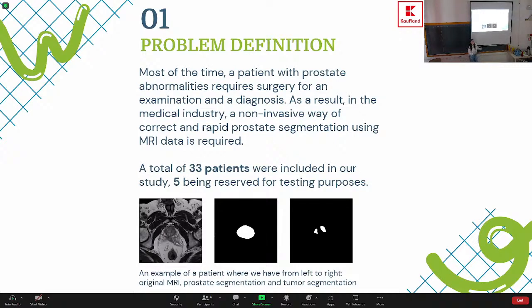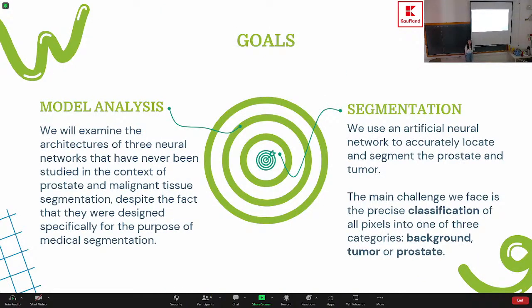These were made by urologists from the General Hospital, so I didn't include them from my public data set. Now, our goals: I have a model analysis. We examined 3 architectures of neural networks that have never been studied in the context of prostate and malignant tissue segmentation, despite the fact that they were designed specifically for medical segmentation. Two of those were actually discussed in 2 papers, and one of them I modified.